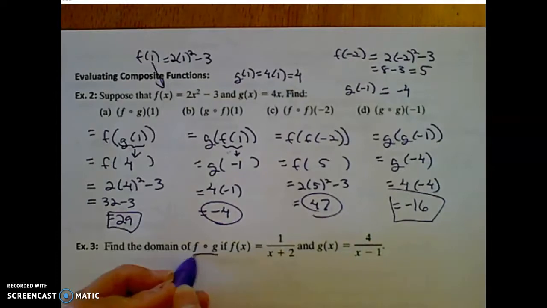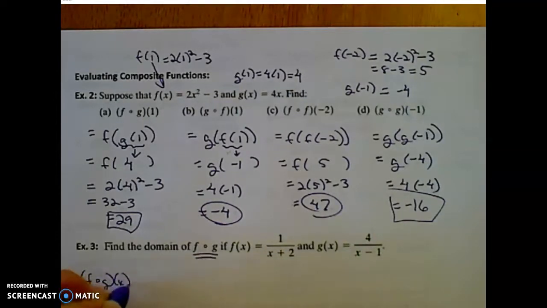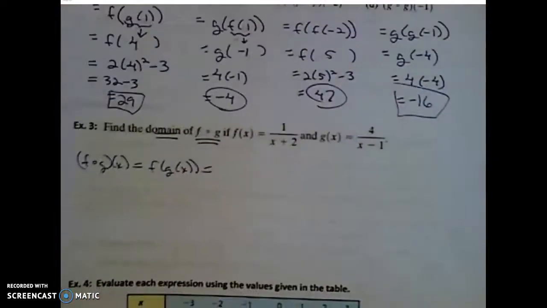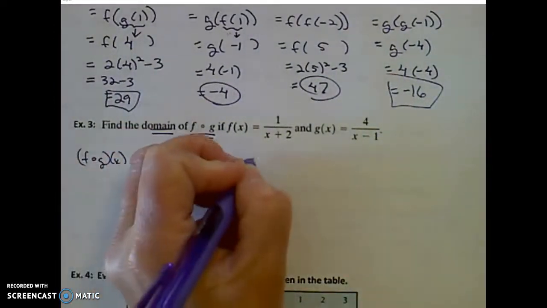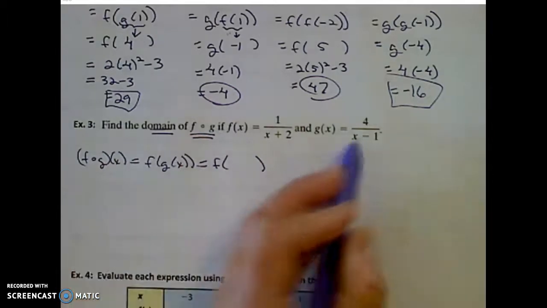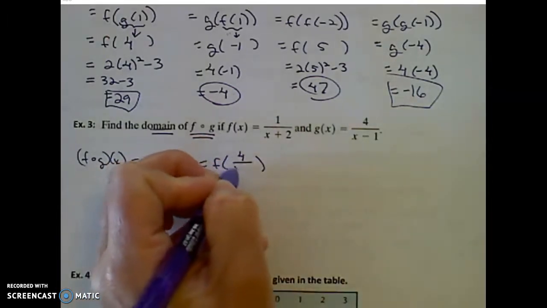Let's look at a composition of functions. Find f composed of g of x, which is the same as f of g of x. We're going to find the domain of a more complicated composition of functions. Okay, so let's plug in g of x into f of x. That is f of, what is g of x? G of x is this function, 4 over x minus 1.